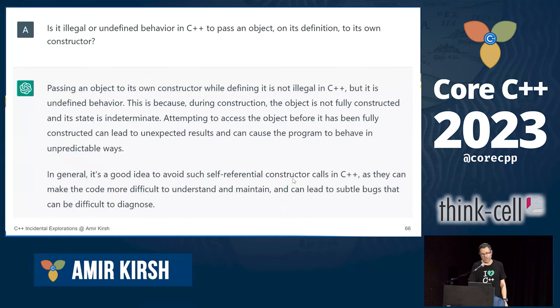So the answer is, passing an object to its own constructor while defining is not illegal in C++, but it is undefined behavior. Let's try to start with it. It is not illegal. So it means that it is legal, right? I think that there are only two states here, illegal and legal. Well, there may be more if it's undefined behavior. But undefined behavior is illegal, right? It's not legal.